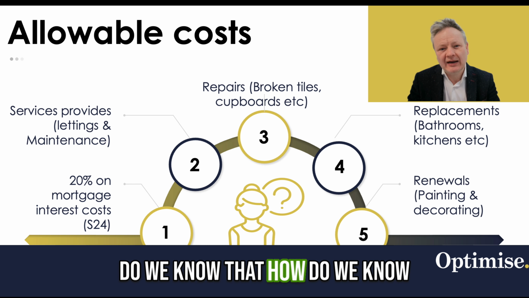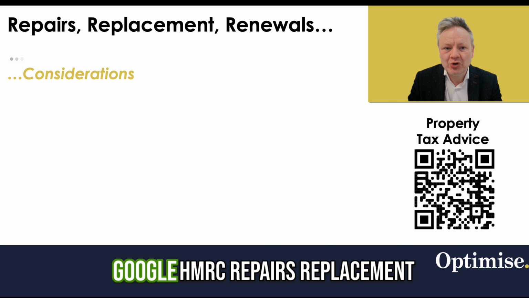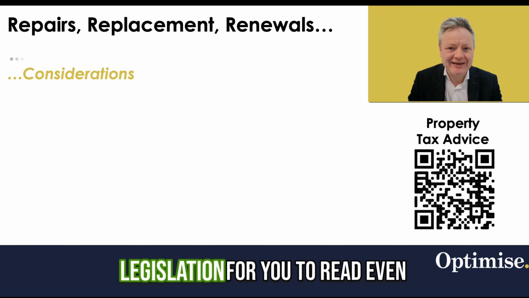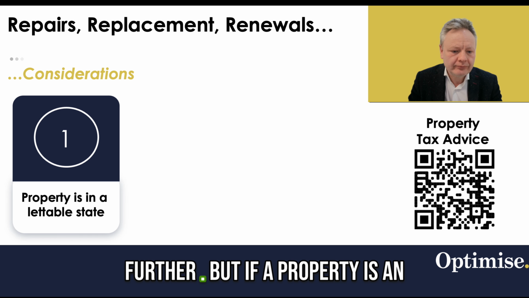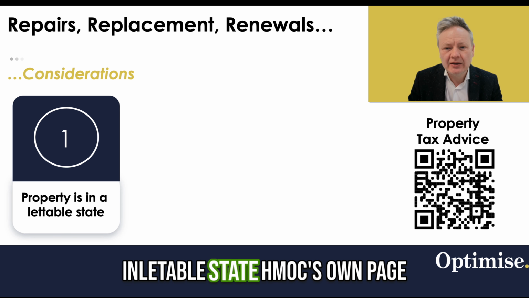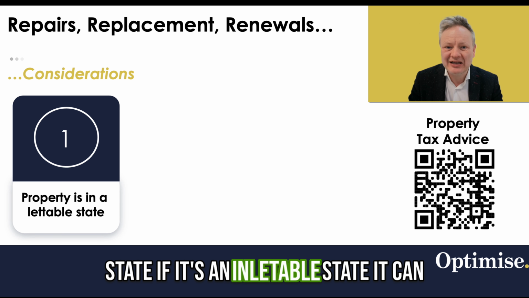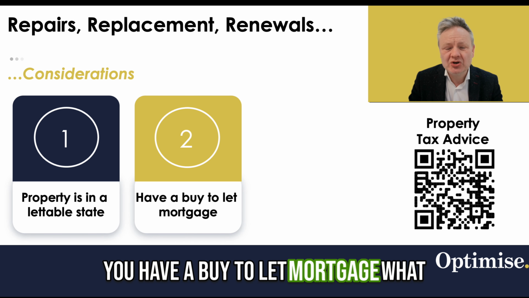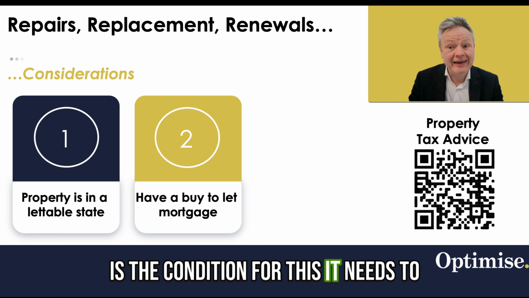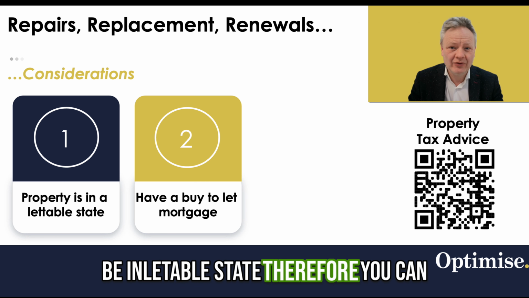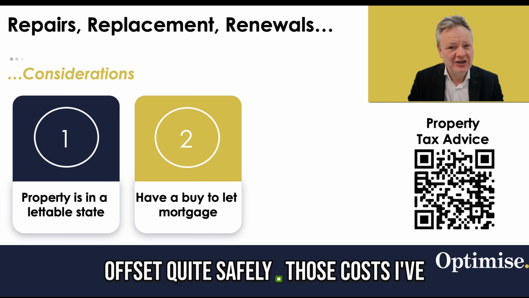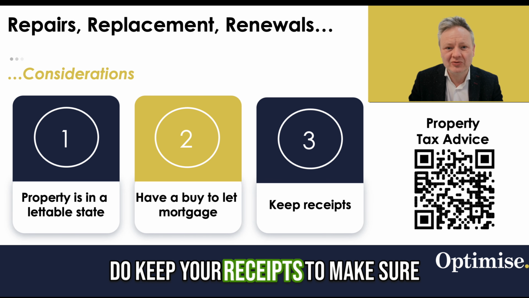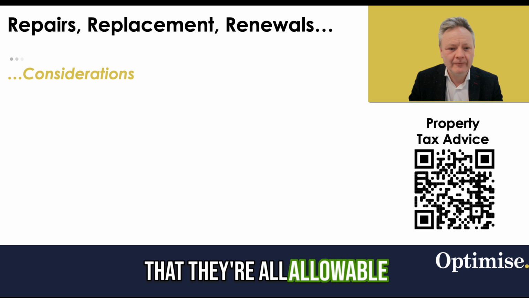But how do we know that? How do we know we're allowed to do this? Well, if you Google HMRC repairs, replacement, renewals, it will bring up some nice legislation for you to read even further. But HMRC's own page says if a property is in a lettable state, it can be allowed for tax purposes. And if you have a buy-to-let mortgage, what is the condition for this? It needs to be in a lettable state. So therefore, you can offset quite safely those costs I've just mentioned against your property income. But again, please do keep your receipts to make sure that they're all allowable.